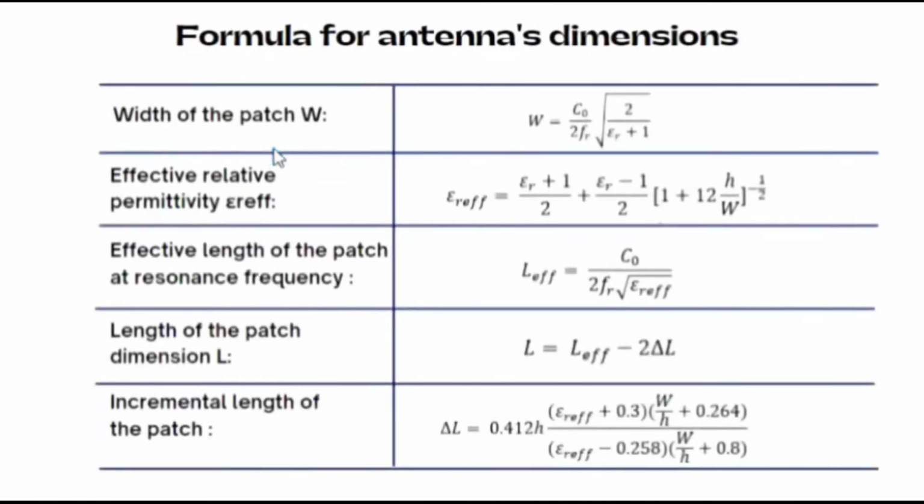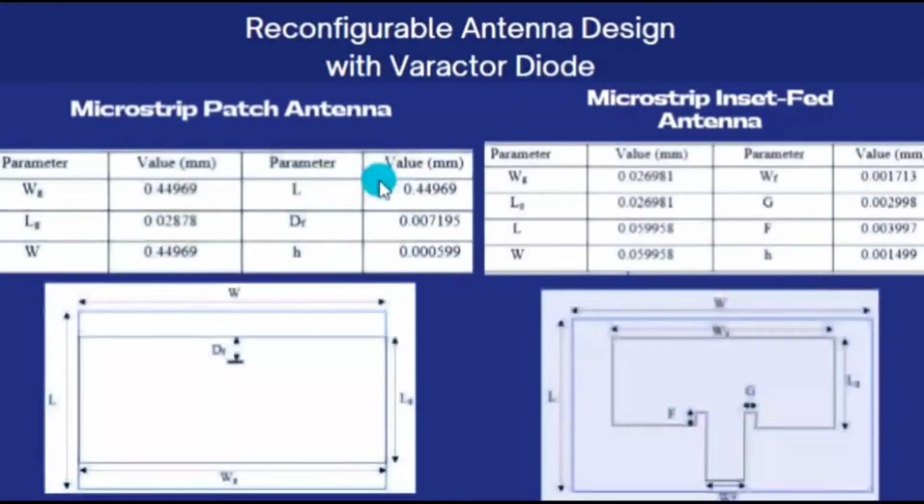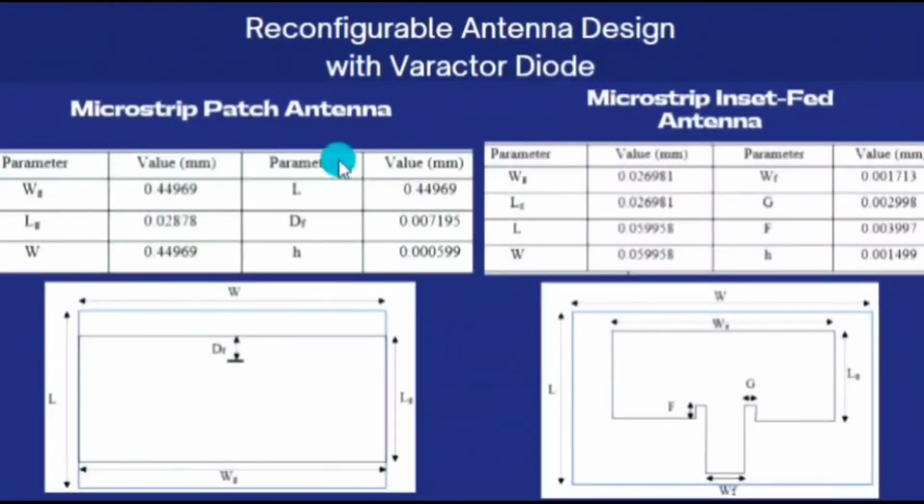Okay, this is the formula for antennas dimension. There are 2 antennas that have been designed and simulated in MATLAB, which is microstrip patch antenna and microstrip inset fed antenna. The purpose of designing this reconfigurable antenna is to investigate the reflection coefficient for resonant frequency range and radiation pattern of the antenna. Both antennas are optimized to work in the WLAN application bands, which the targeted frequency is 5 GHz.